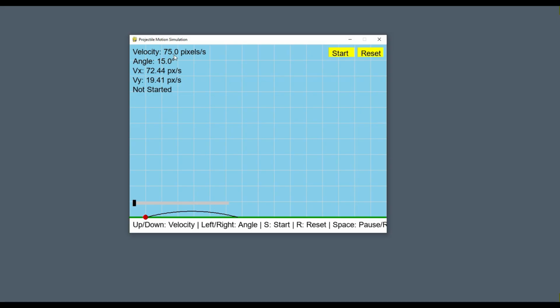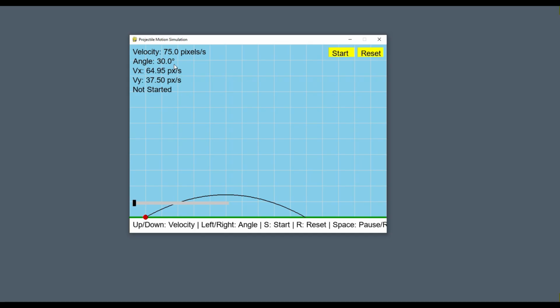So I'm fixing the velocity to 75 pixels per second. I'm not fixing the angle, I'm varying the angle. Let me vary the angle. So this is at 15 degrees. This is at 20 degrees. So there's a huge jump in the range. Then this is 25. Then look at the angle, that is 30, and look at the range.